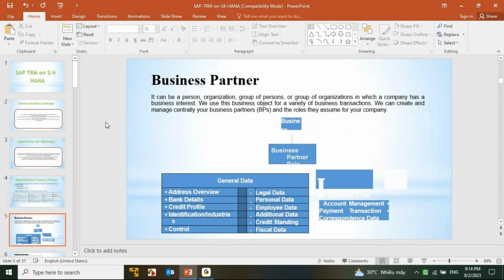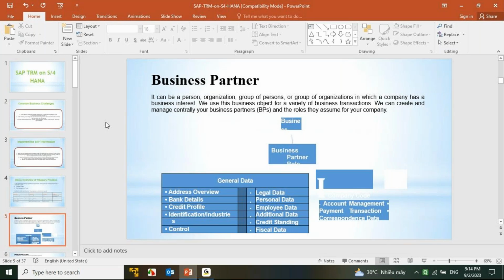Now another important thing I thought of discussing is the business partner. When you talk about the business partner, what do you understand? In normal parlance, a business partner is someone from whom you buy and sell products. Your supplier is your business partner. Your customer is your business partner.